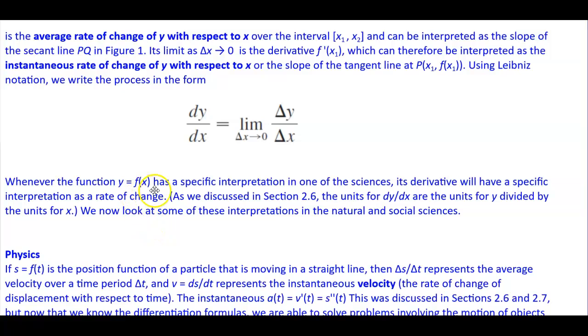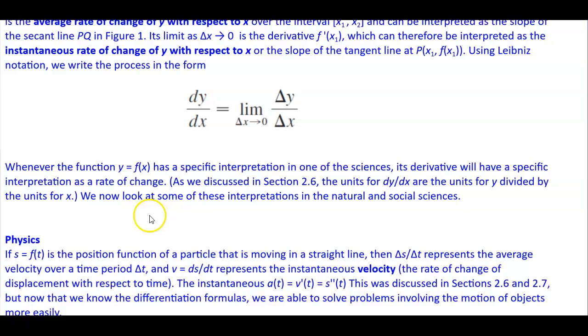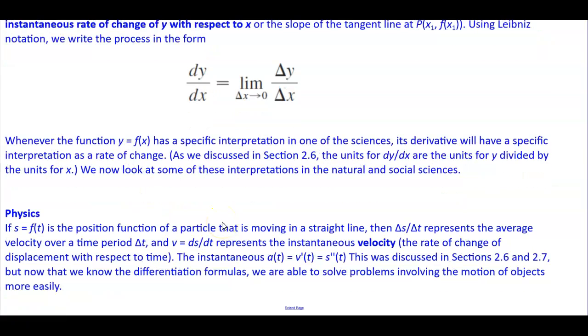Now, whenever the function y equals f of x has a specific interpretation in one of the sciences, its derivative will have a specific interpretation as a rate of change. As we discussed in section 2.6, the units for dy over dx are the units for y divided by the units for x. We now look at some of these interpretations in the natural and social sciences.